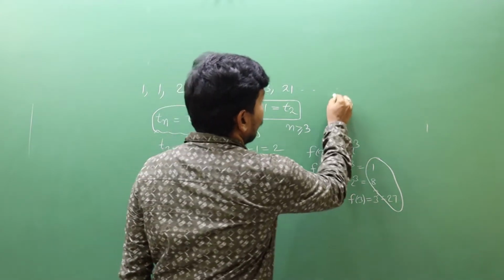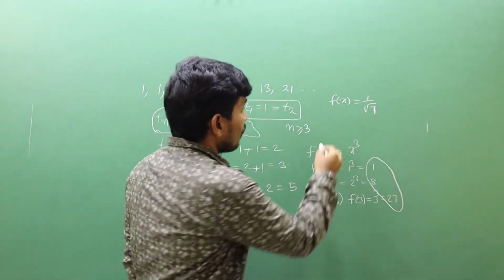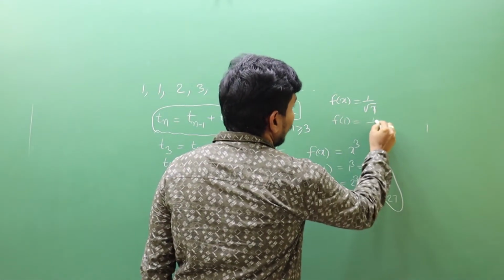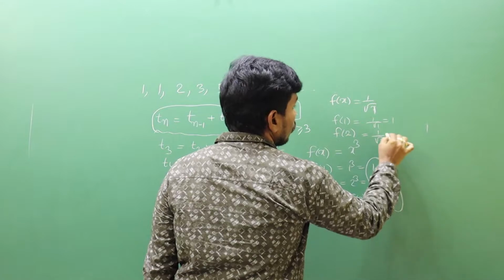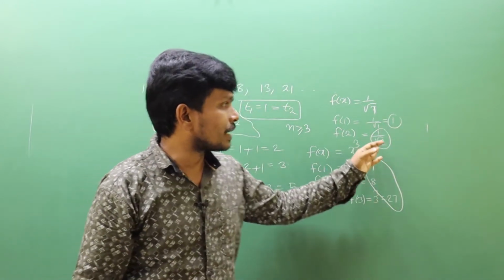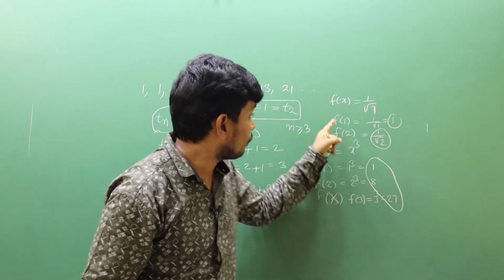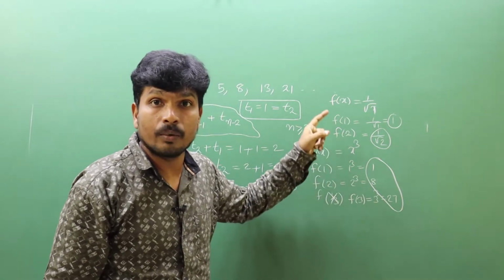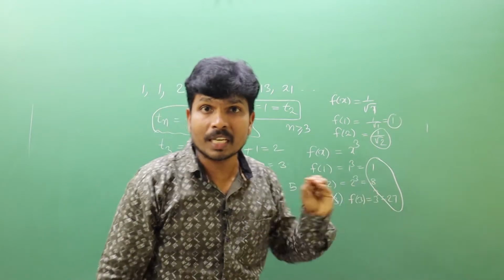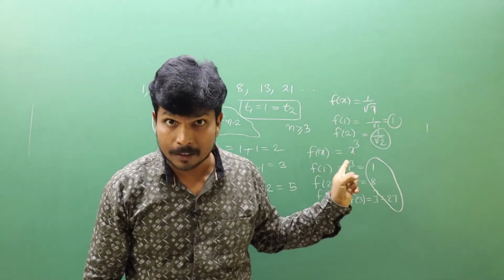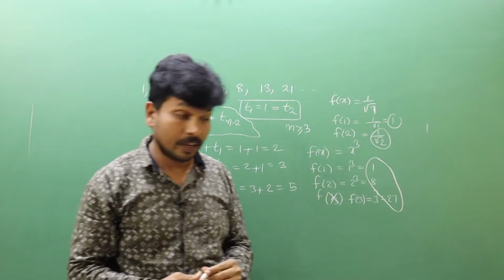Observe here, one more function I'm giving you, f of x equal to 1 by root x. Now f of 1 is equal to 1 by root 1, that is equal to 1. f of 2 is 1 by root 2. So these are the rational numbers and irrational numbers we are getting. Definitely the output is real numbers, but the input we gave is natural numbers. That's why if the range is real numbers, that sequence is called a real sequence. If the range is complex numbers, then that sequence is called a complex sequence.